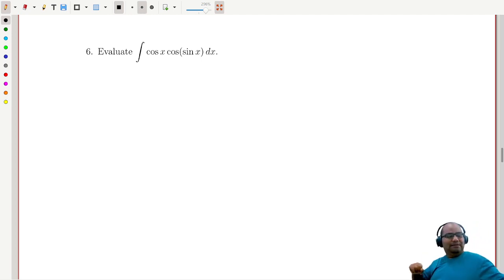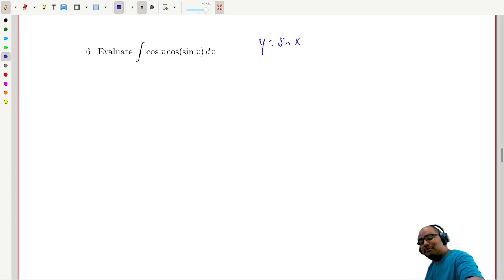All right. Again, we want to look for these compositions. Look for the innermost function, and you see that I have a sine inside of a cosine. So in this position, I'm going to call it y again. Y equals sine x. Y equals sine x. All right.